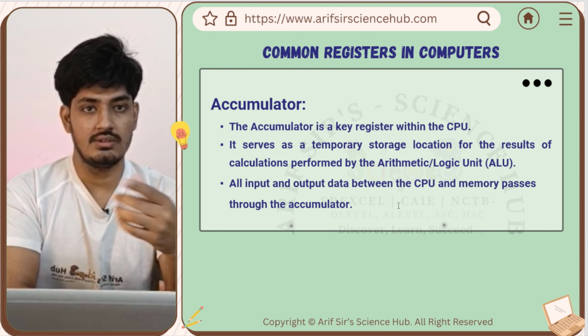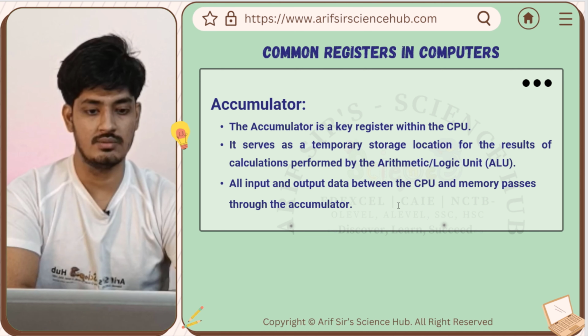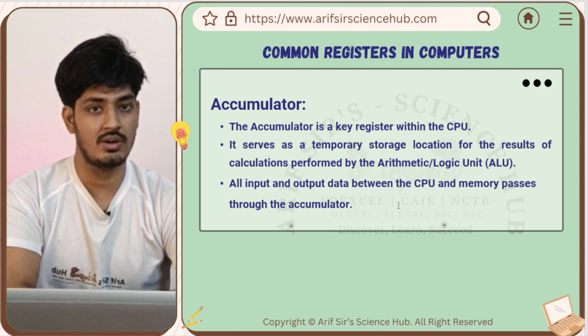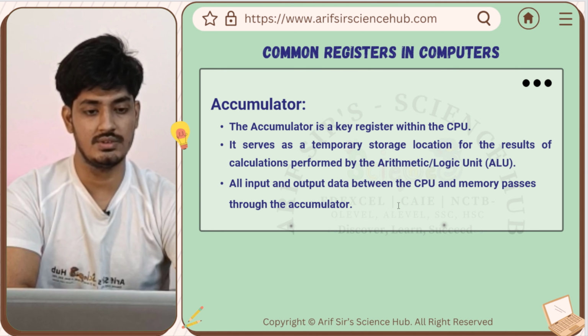So the accumulator is a type of register and is a key register within the CPU. It serves as a temporary storage location for the result of calculations performed by the arithmetic logic unit. That means the calculation performed by the arithmetic logic unit will be held by the accumulator, and all input-output data between the CPU and memory passes through the accumulator.